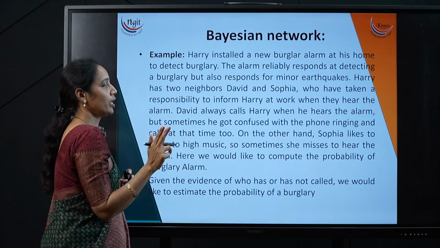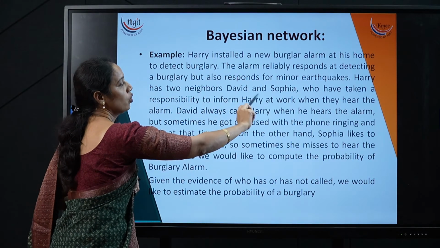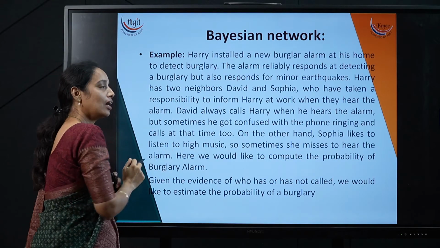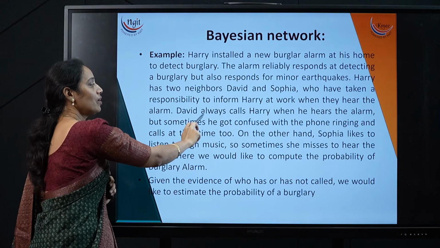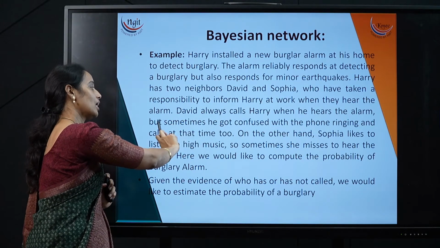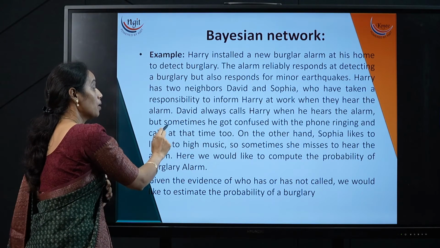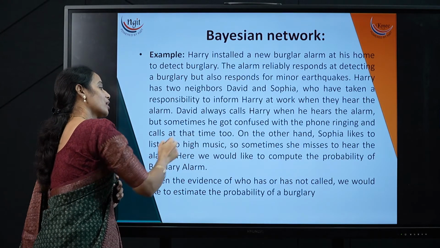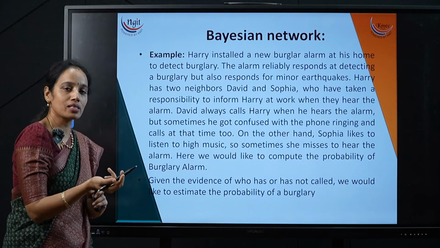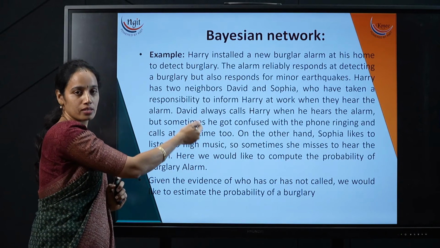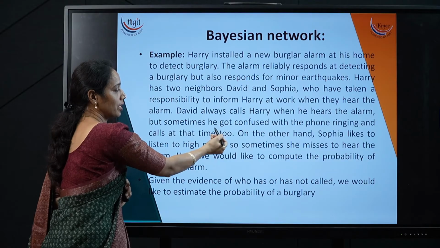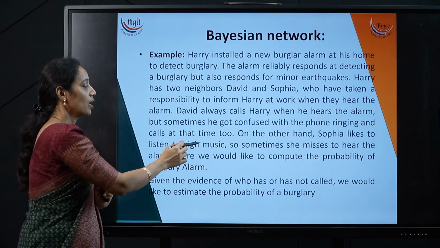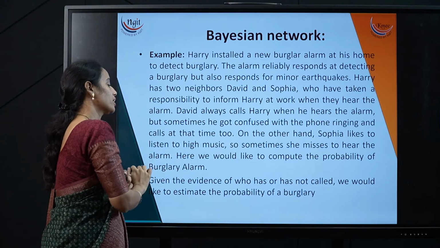Harry has two neighbors, David and Sophia, who have taken responsibility to inform Harry at work when they hear the alarm. David always calls Harry when he hears the alarm, but the problem is that sometimes he gets confused with the phone ringing and calls at that time also. So whenever the phone rings, he thinks there is an alarm and calls Harry. That is one problem here. On the other hand, Sophia likes to listen to music, so sometimes she misses hearing the alarm.